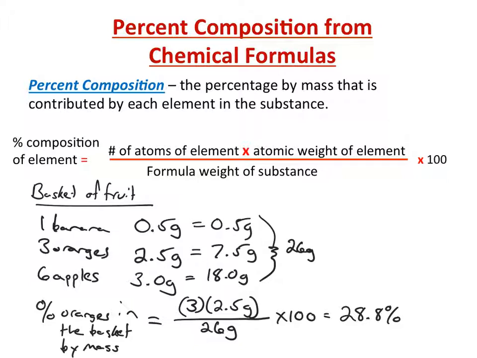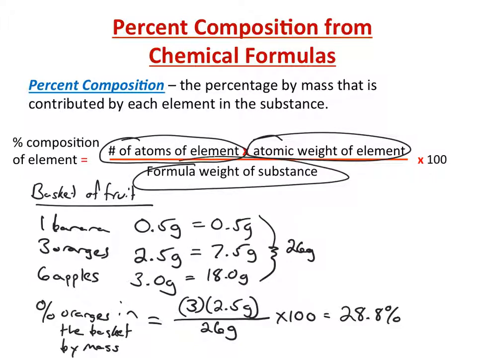So that's the exact same thing when we're talking about the percent composition of each element in the substance. We choose whatever the number of atoms are of that element, the atomic weight of the element, over the total formula weight of the substance, and then multiply by 100. That is how to calculate formula weights, molecular weights, and percent composition.